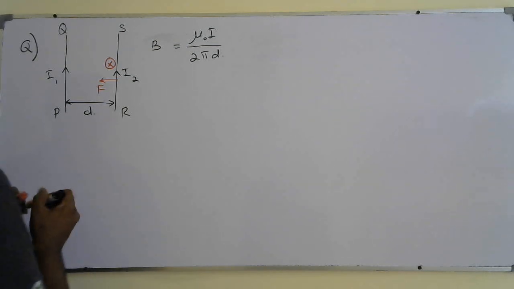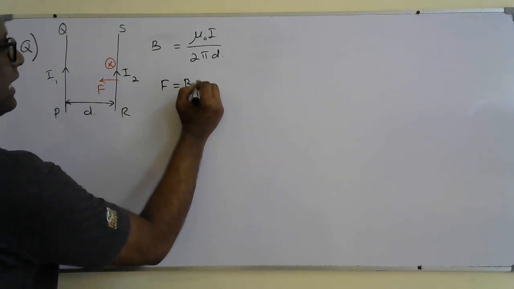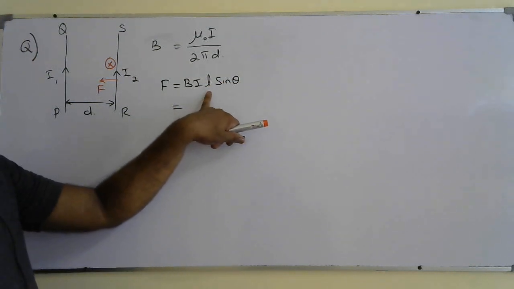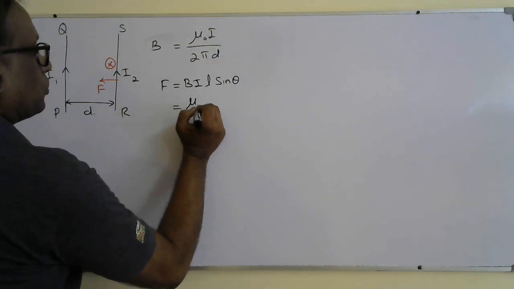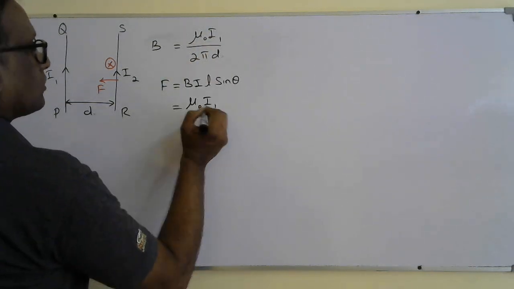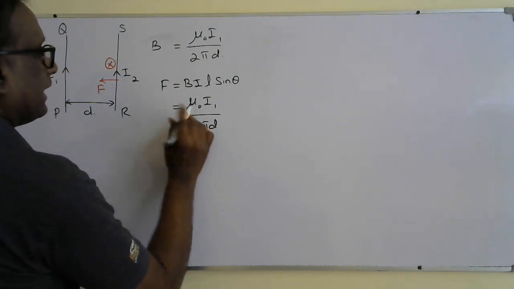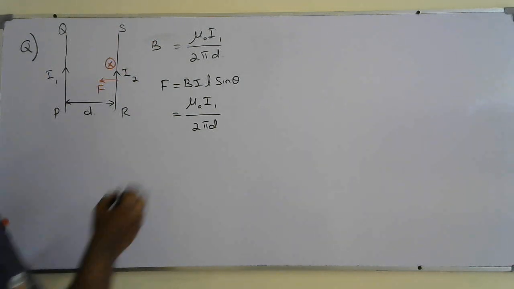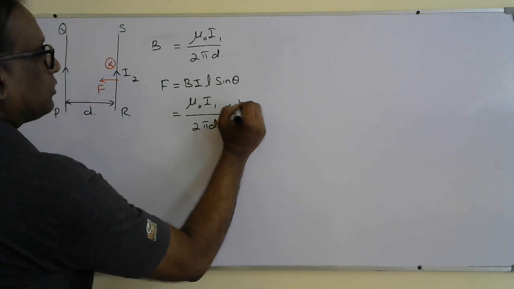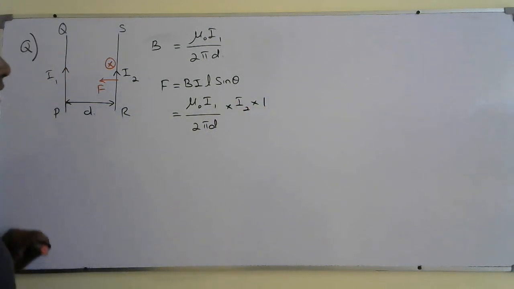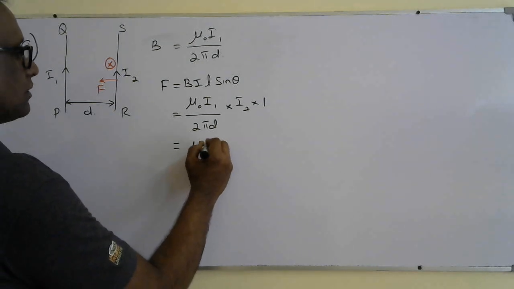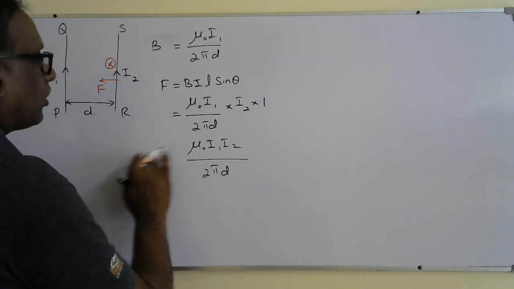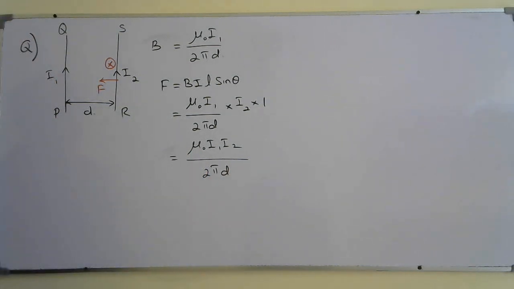The force exerted on the wire RS will be towards wire PQ. So that force is given by, you know that F equals BIL sin theta. For unit length of wire, L should be 1. The magnetic field strength is given by mu naught I1 over 2 pi d. That's the magnetic field strength of current I1 on the wire RS. Current flow on wire RS is I2. The length is 1 meter. So the force is mu naught I1 I2 over 2 pi d. That's the force acting on the wire RS on its unit length.